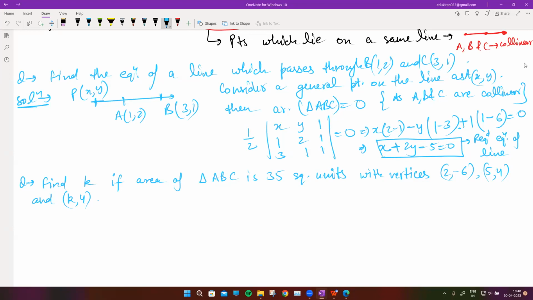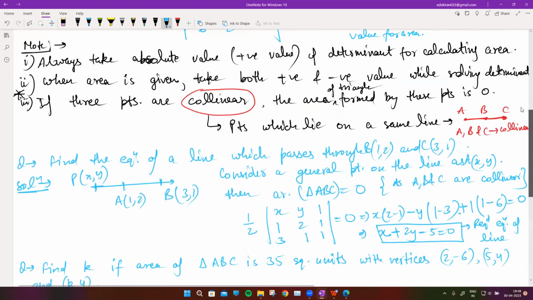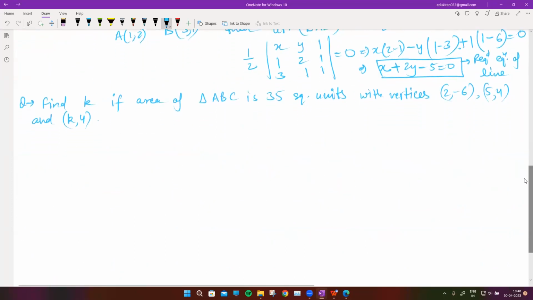So in the second part, if area is given, then both positive and negative values are taken while solving the determinant. Right? This was told to you: when area is given, in this particular case the area of the triangle is already given, which is 35 square units.